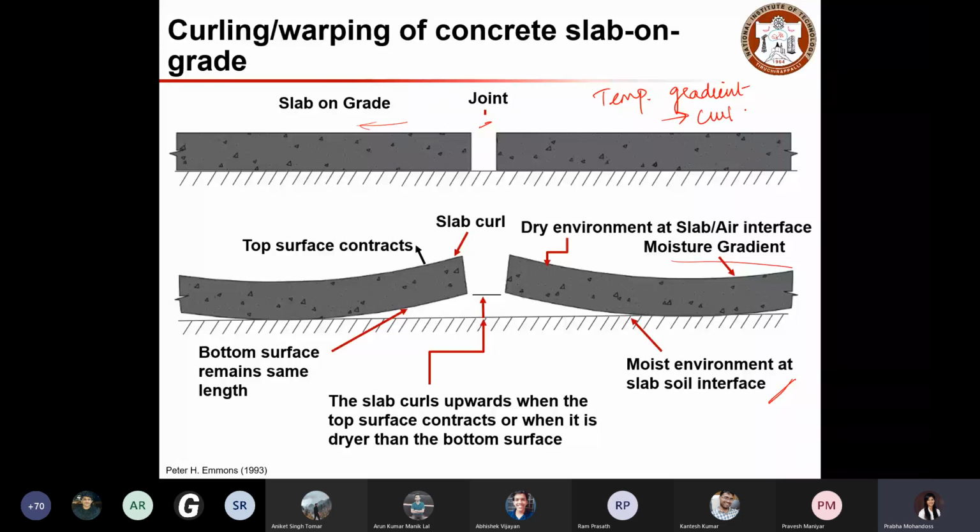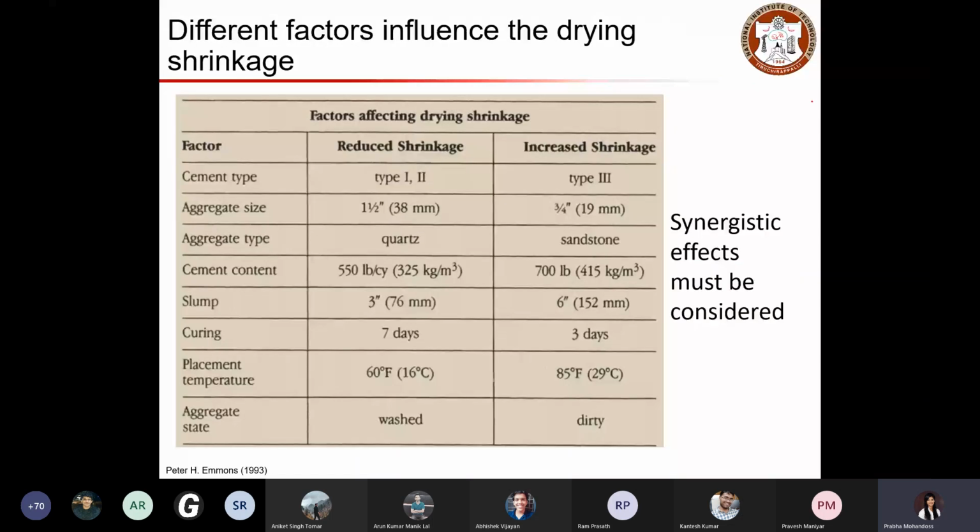So when you need to control drying shrinkage, you need to take care of the different factors that could influence the performance of concrete. One is the type of cement, and then the aggregate size, the aggregate type that you use, how much cement you will be using in your concrete, and then the slump amount, how workable your concrete is, and curing and placement temperature and aggregate state. So all these things govern the drying shrinkage.